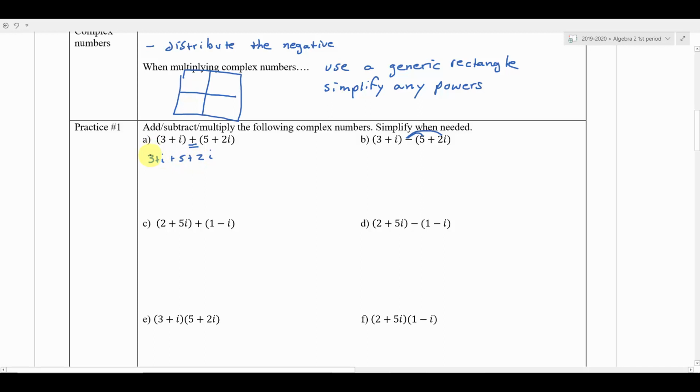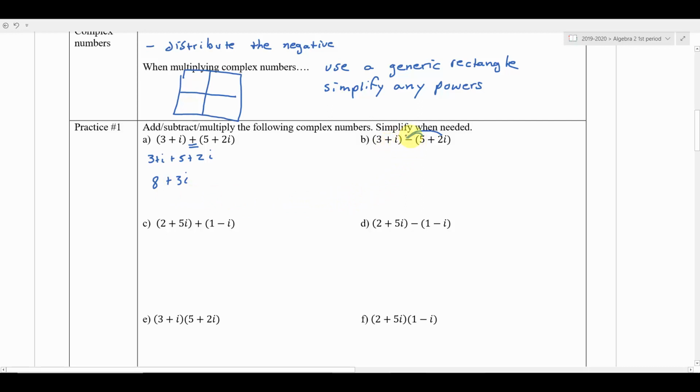So for instance, the 3 and the 5 can be combined because they are both constant terms, right? So they would combine to be 8. And then I have i and 2i, which gives me a grand total of 3i. There you go. That's all there is to it. I have combined like terms. I got rid of the parentheses. We're good. All right, now let's take a look at part B.